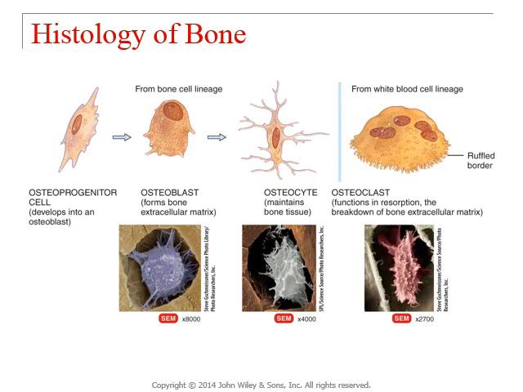And here we see the different lines of different types of cells found in bone. First, we have the osteoprogenitor cell. This will develop into an osteoblast. The osteoblast will actively start to secrete the bone extracellular matrix. Once the bone is mature, you find the osteoblast will differentiate into osteocytes. These will help maintain bone tissue.